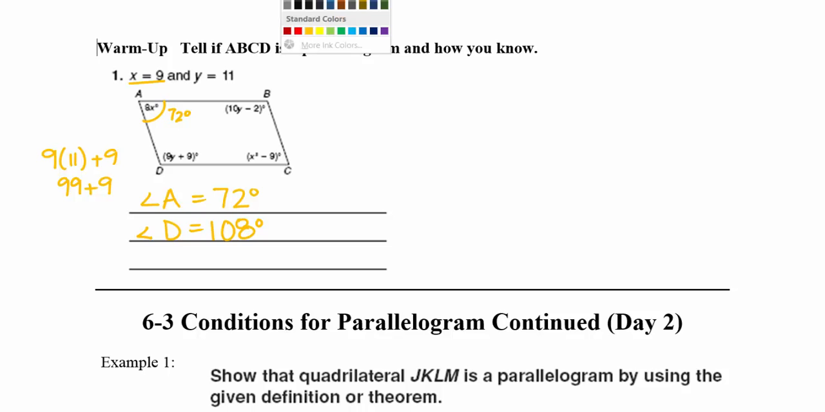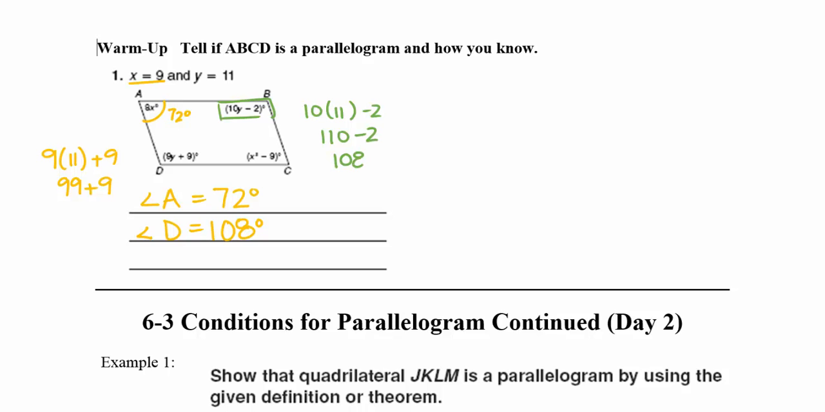And then let's find some of this other stuff. This one over here is 10 times y, which is 11, minus 2. This is 110. Take away 2 will give us 108. So angle B is also 108. And then finally the last one tells us down here that this is x squared, so 9 squared minus 9. That's 81, take away 9, which will give us 72.